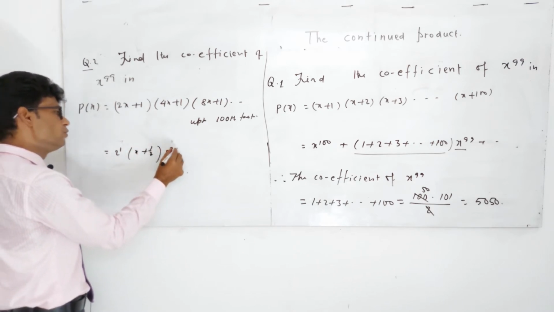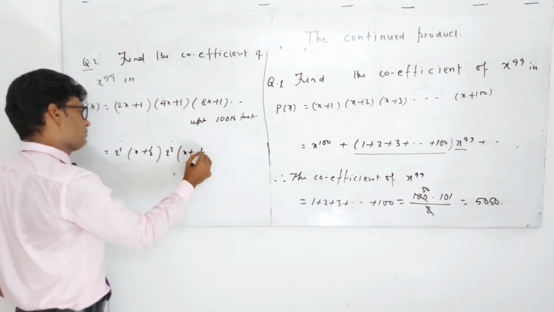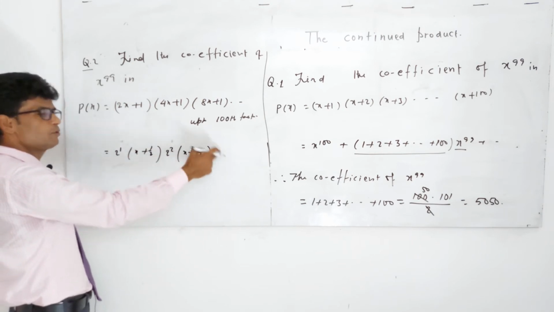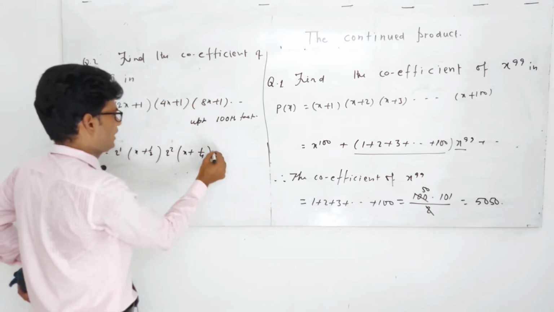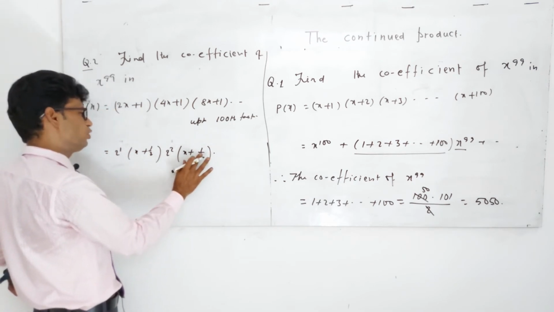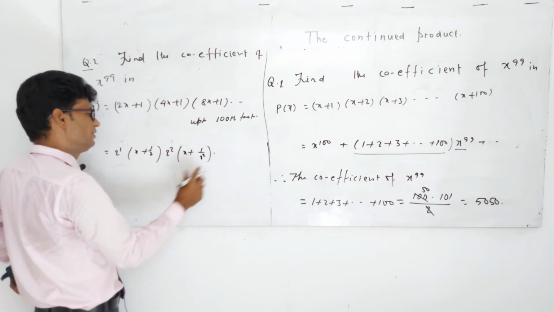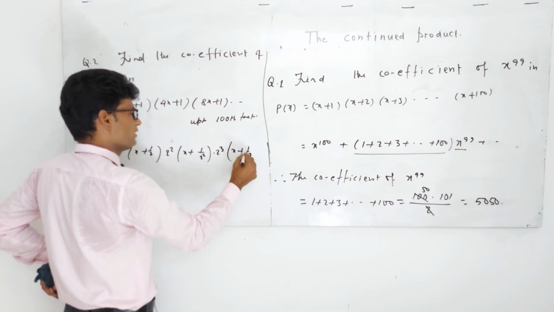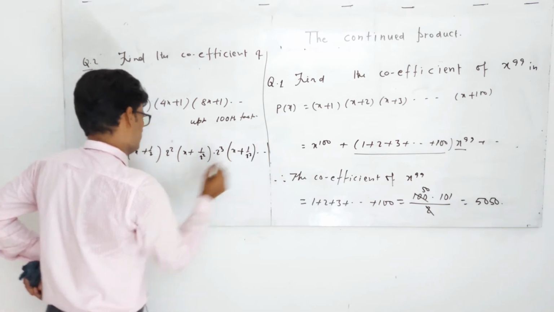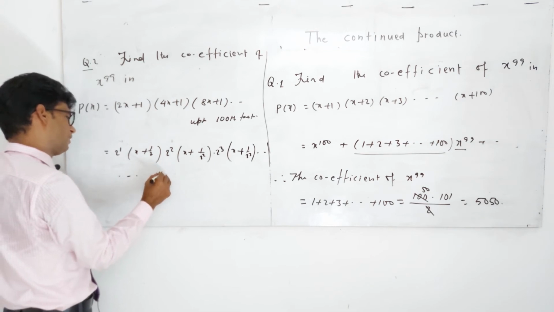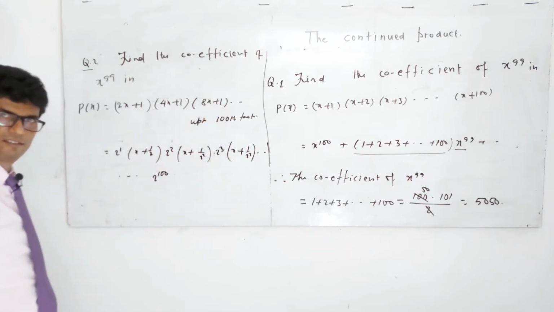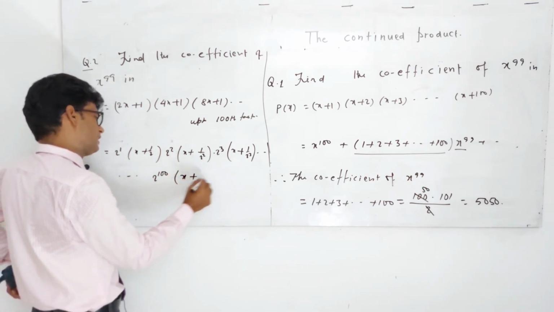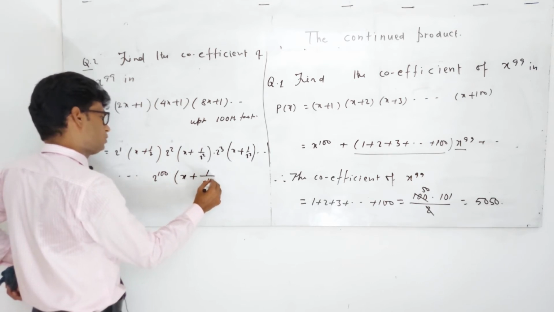Here 2 to the power of 2 times x plus 1 by 4. You may write 2 to the power 2 for 4, no problem at all. Then 2 to the power of 3 common, x plus 1 by 2 to the power of 3, in a similar manner. So here 2 to the power of 100, because there are 100 factors in that particular problem. Take it common, so it comes out to be x plus 1 over 2 to the power of 100.